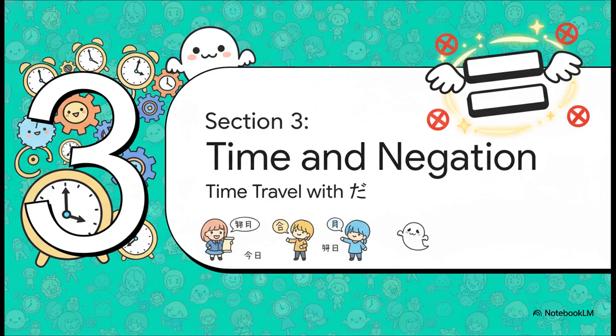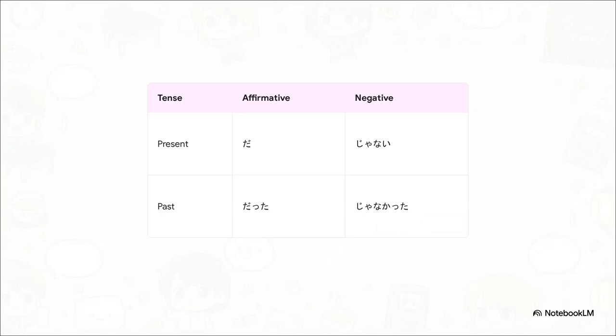Basically traveling through time with "da." This is where things get really fun. That actually shapeshifts depending on the tense and truth of the statement. Our base is the present affirmative, "da." But say you want to casually point out something isn't the case, like saying it's not meat. You replace the "da" entirely with "janai."